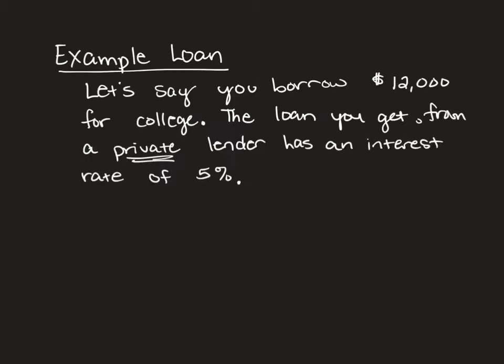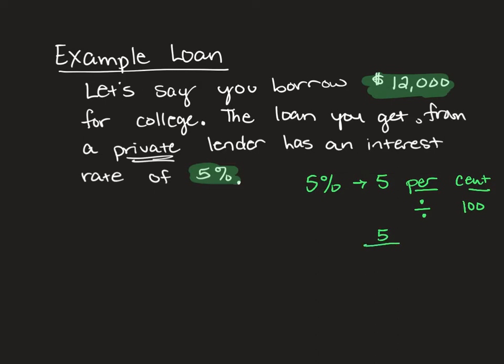So here's an example loan. We're going to say that you're going to borrow $12,000 for college. The loan that you get is from a private lender and has an interest rate of 5%. This is really important: 5% really means 5 per cent, and per is really like division, and cent is really like 100. So if you want to get the decimal for this percent, you do 5 per cent. If you divide that on a calculator, you're going to get 5/100. So this is the actual number that we're going to work with, 0.05.